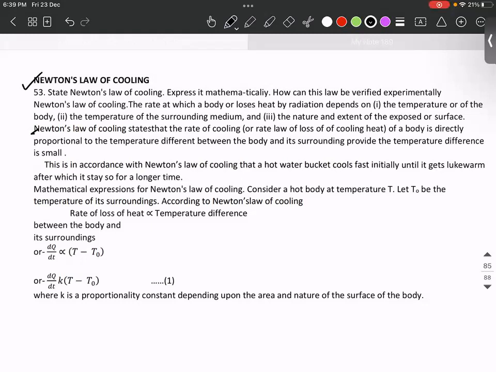Okay, so that is why, let's say you have a bucket of hot water. Initially it loses the heat at a faster rate, till it reaches a warm temperature. Generally we touch and see, when it reaches a warm temperature, for it to become cold from that warm temperature, it will take more time. Generally when it is very hot, it loses heat at a faster rate. But after it becomes warm, it will take some time because of an application of Newton's law of cooling. That is why, though you say it is directly proportional to the temperature difference, you will not get a linear relation. Let's see what will happen.